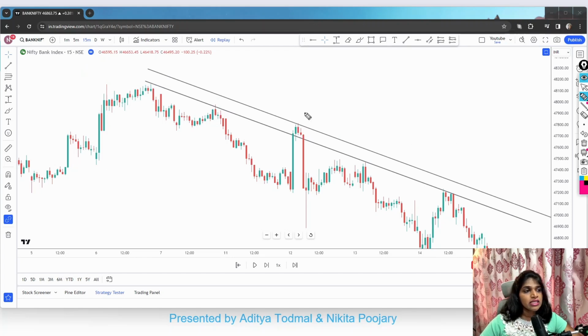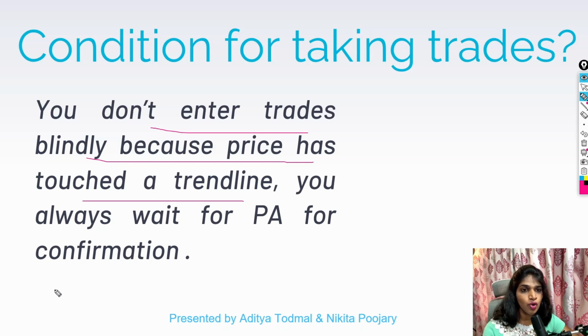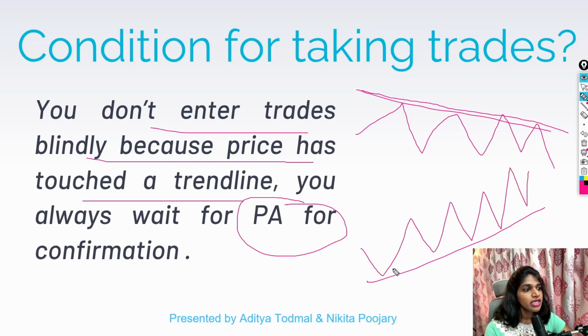So remember one thing, every time the price touches the trend line doesn't mean you have to go short. You have to wait for the price action as well. You don't enter trades blindly because price has touched the trend line. You always wait for the price action for confirmation, and that price action could be a shooting star if you are taking trades basis the touch of this trend line as a resistance. As I mentioned, a downward sloping trend line will always act as resistance. An upward sloping trend line will always act as support. So if you're looking at supports, you have to try and spot bullish formations, and if you're looking at a resistance, you have to wait for and spot bearish formation patterns.